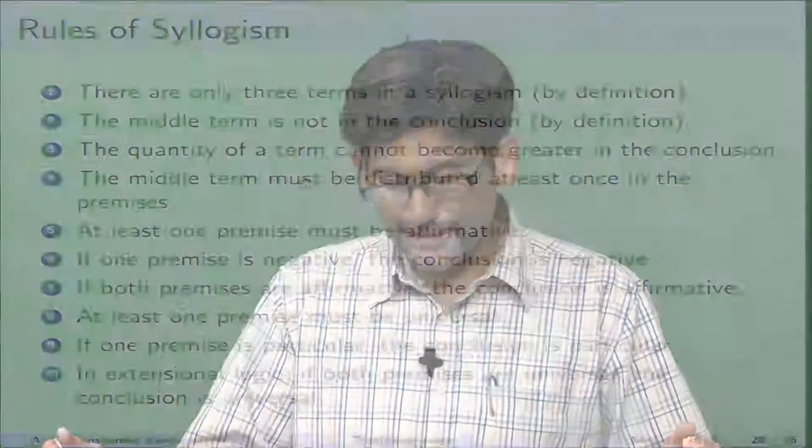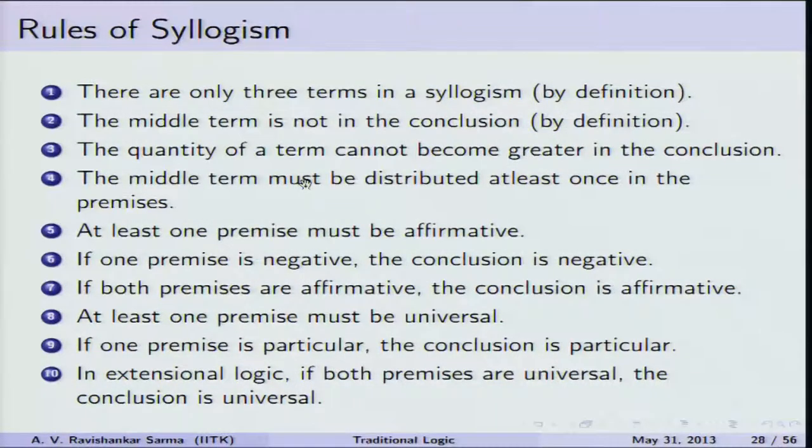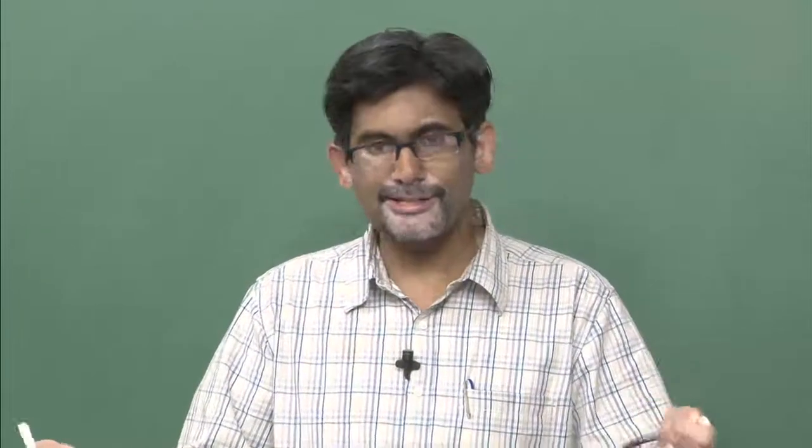If both premises are affirmative, the conclusion also should be affirmative. Suppose you have AA premises, II is ruled out because you cannot infer anything, since the middle term is not distributed in those propositions. So if you have AA premises, you cannot infer an E proposition. In the same way, if you have AA premises, you cannot infer an O proposition or an E proposition.